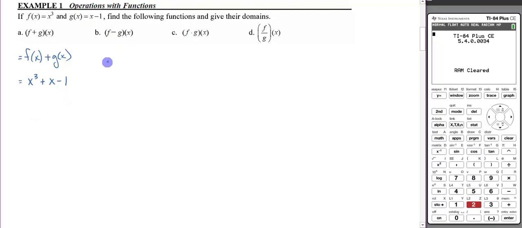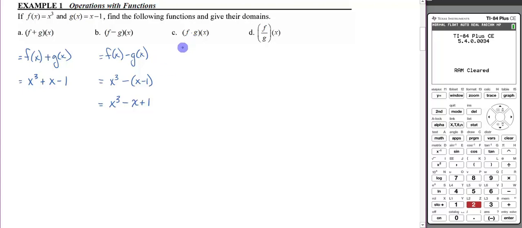F minus g of x, by definition, is the f of x function minus the g of x function. So we have x cubed, and we're subtracting the g function, x minus 1. Now it is a binomial, so we're putting that in parentheses so that we are sure to subtract the entire function, not just the first term. So we do need to simplify by distributing that negative through the parentheses, and we're finished.